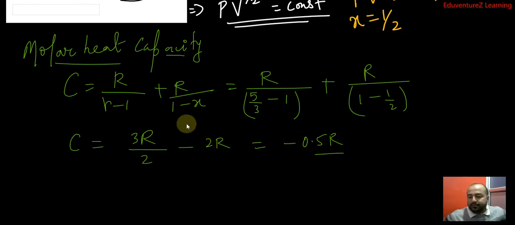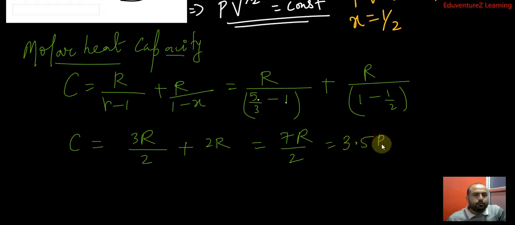I have made some mistake because I am getting a negative value. Let me check. 5 minus 3 is 2, so R upon 2 by 3 is 3R by 2, and R upon 1 by 2 is 2R. The second term is plus, so that is why I was getting the wrong value. Now it is not an issue. So 3R by 2 plus 2R is 7R by 2, so this is 3.5 R. This is the value of molar heat capacity.